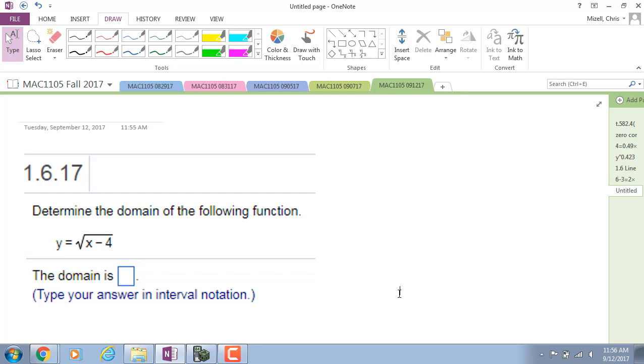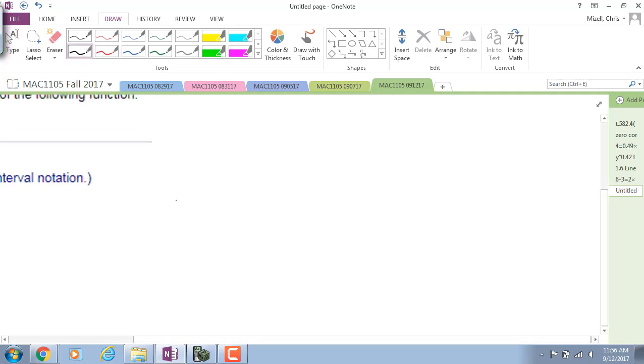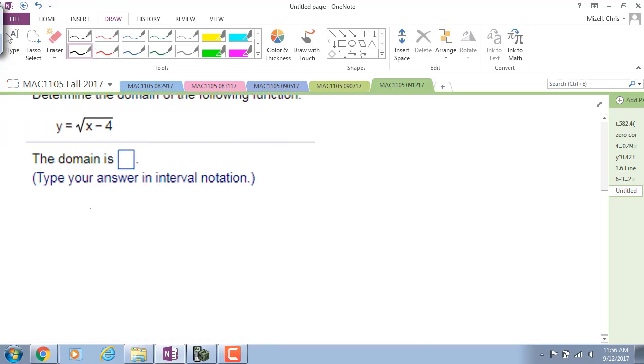What about x equals 3? No. That's a problem. 3 minus 4 is -1. Square root of -1 is, well, it's imaginary. We would like our functions to be real valued in this class. So just by staring at this thing and figuring it out, I think we've arrived at the conclusion that x has to be greater than or equal to 4.